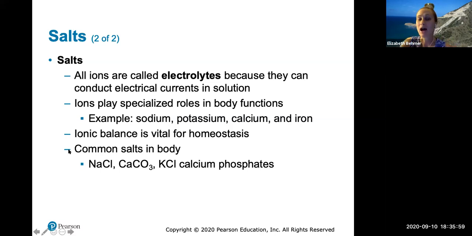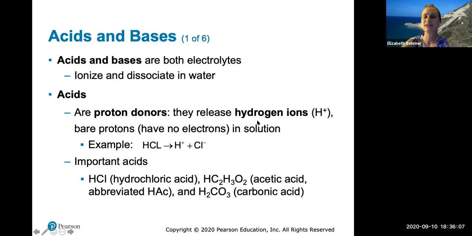And these are some common salts in the body. The big one is sodium chloride. Acids and bases are also both electrolytes. They will ionize and dissociate in water. That just means acids and bases all dissociate, or break apart, into separate components in water.